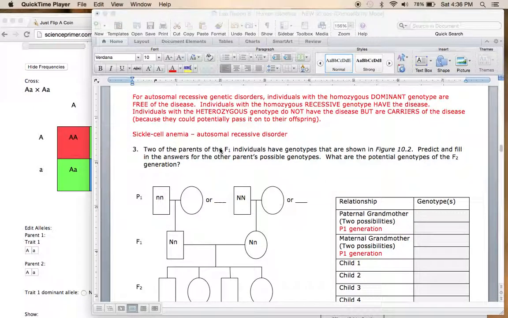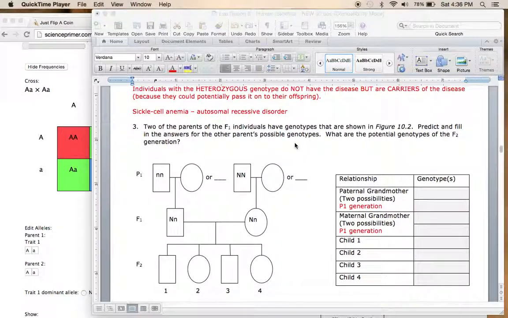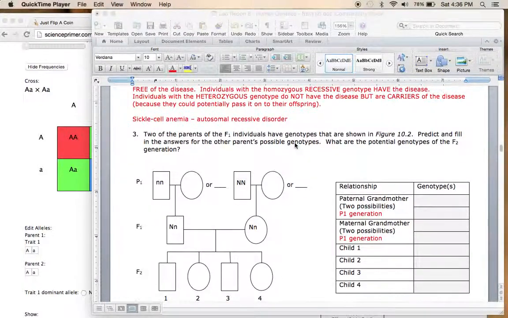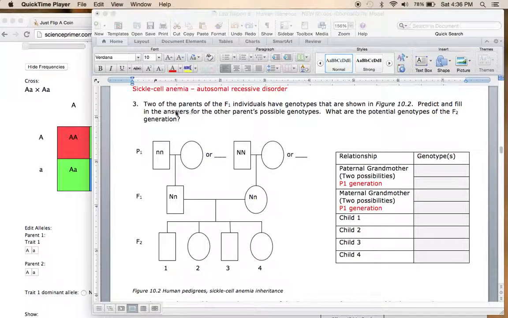The particular disorder that we're looking at today is sickle cell anemia, which is an autosomal recessive disorder, which means that if you have a dominant allele, then at least you don't have the true disorder. If you have two recessive alleles, though, then you've got it. In your lab manual, it's giving you this pedigree, and they're giving you some of the genotypes, but not all of them. So you have to figure out what the other genotypes would be based off the information they give you. So let's look at this.